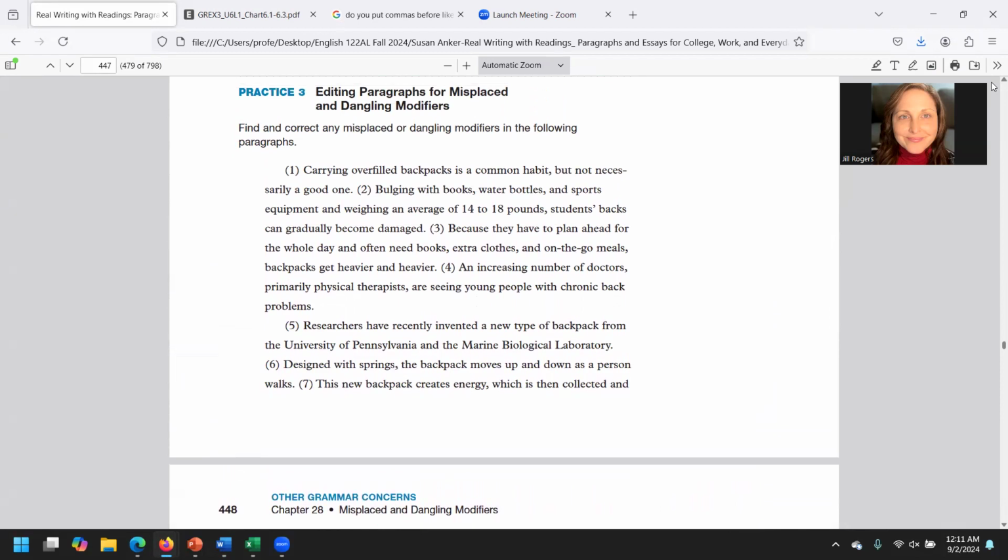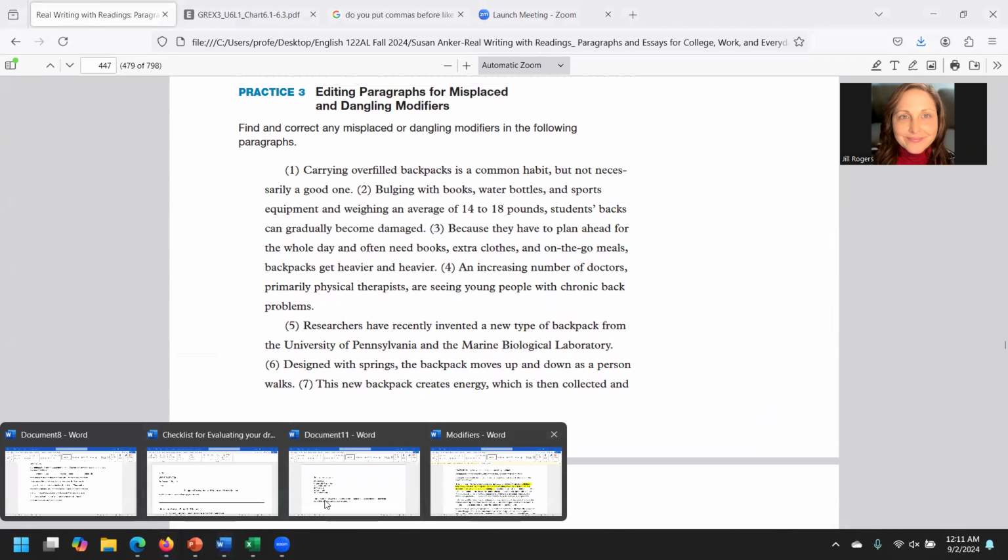Dangling modifiers are a bigger error, at least compared with misplaced modifiers. At least with misplaced modifiers, it could be confusing us, but just make sure that you don't have any dangling modifiers. Okay, so for this one, I'll show you the handout.